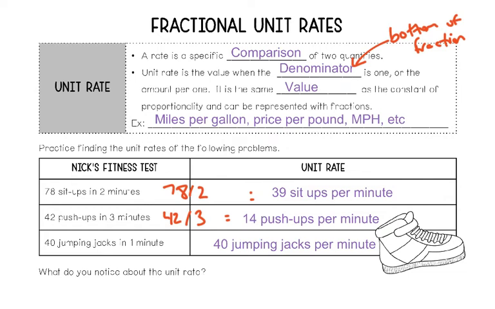And then the last one is really easy because it's already given to you. 40 jumping jacks per 1 minute is already the unit rate since it's per 1 minute. So you could have thought of this as 40 divided by 1, but you really should have realized this is already a unit rate. So what you should have noticed about all of these is that they're all per one thing. And in this case, it was per minute, but the unit rate can be per one anything, but it's always per one thing. That's the unit rate.